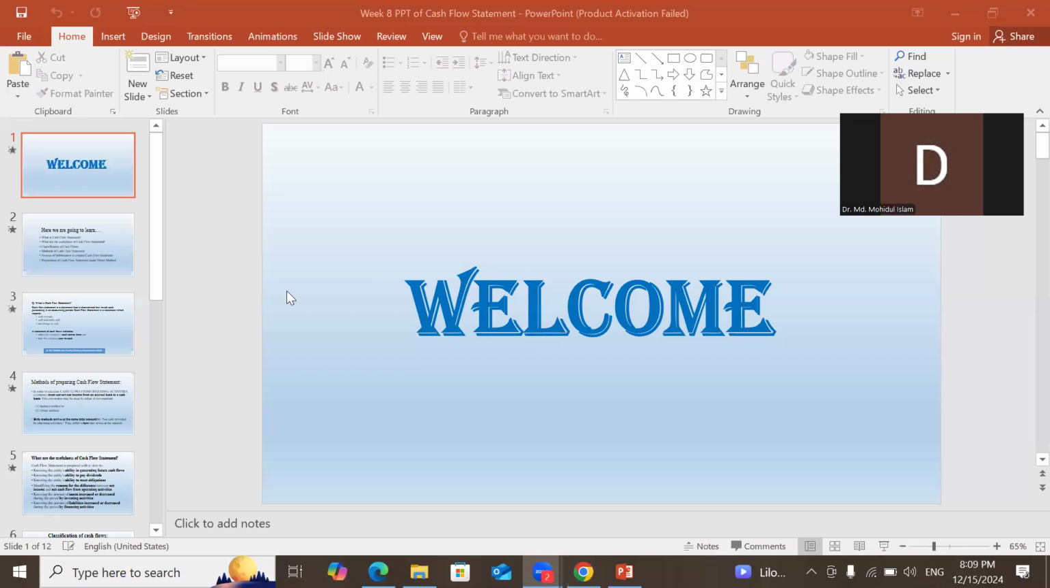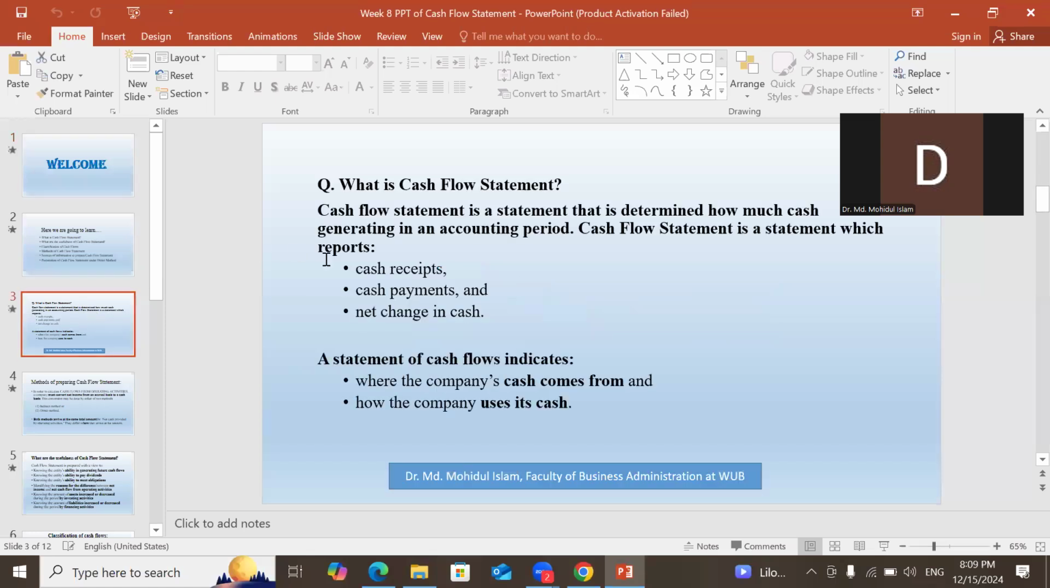Today's chapter is some theoretical explanation. Today we will discuss the cash flow statement. Basically, the cash flow statement is a statement showing how much cash is generated in total and how much cash is net in an accounting period. That means in an accounting period, how much cash is generated by the organization is determined. This is the cash flow statement.